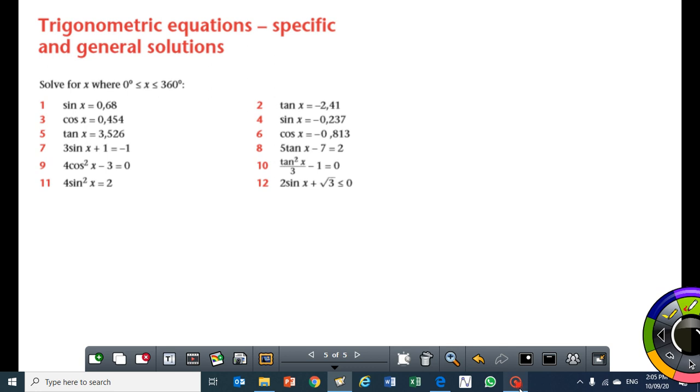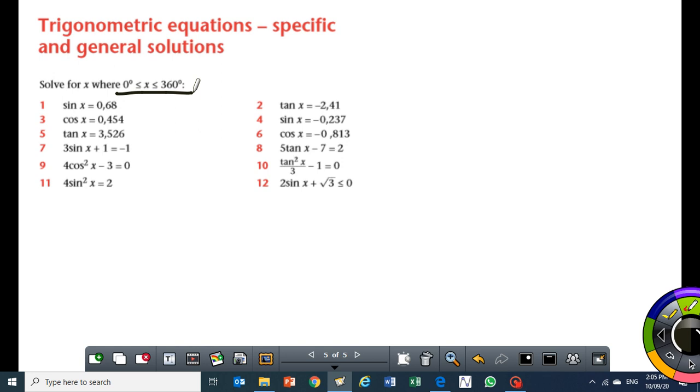Because of the quadrants, it is possible that when you solve a trig equation, you can get 2 solutions, you can get 3 solutions, you can get 4, and so on, depending on the restriction. So the restriction here is: solve for x where x is between 0 degrees and 360 degrees. Now you need to know your quadrants.